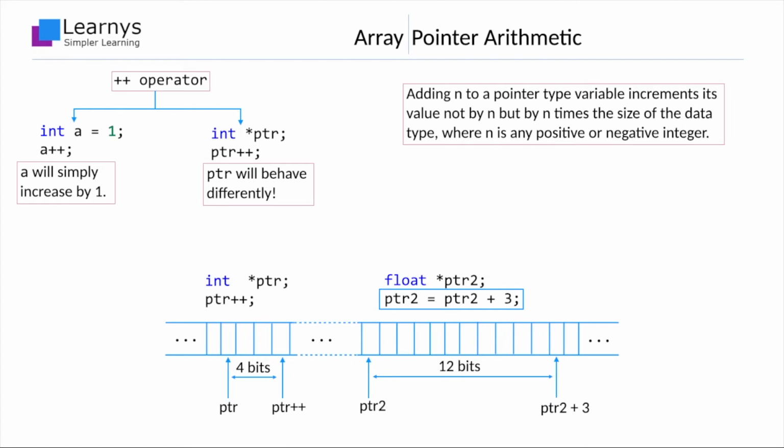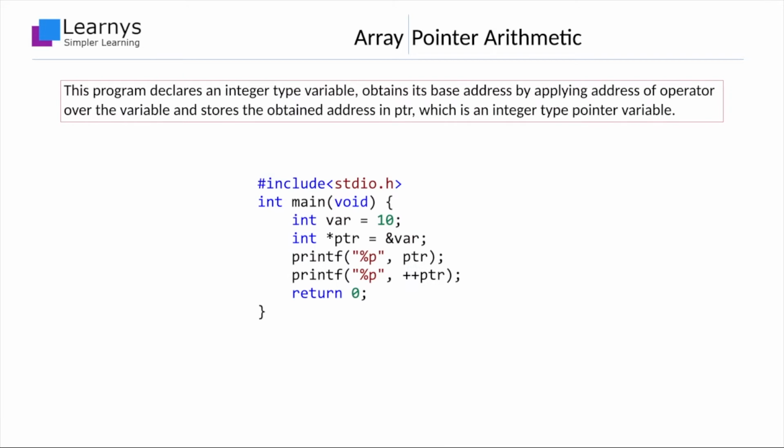By adding 3 to a floating point pointer, we increment its value by 12, not by 3, assuming that a float requires 4 bytes of storage. Let us illustrate this rule through a few examples.